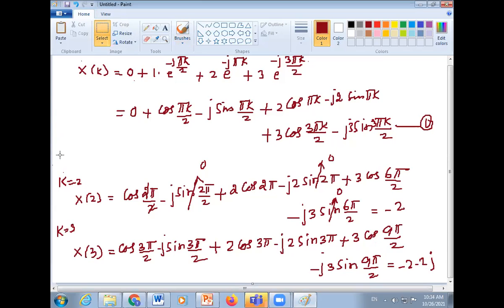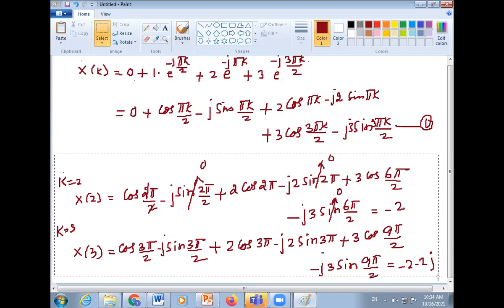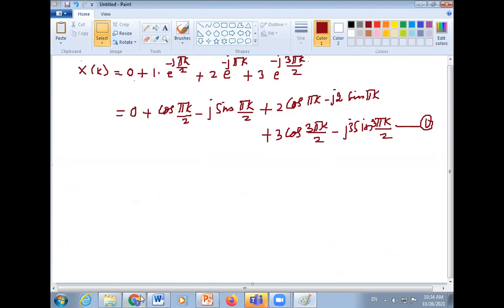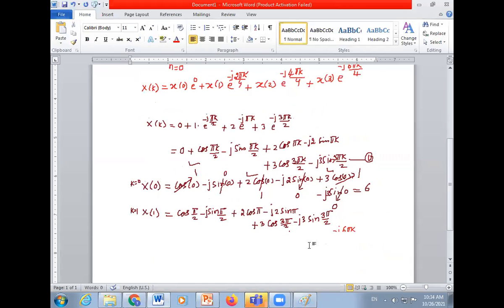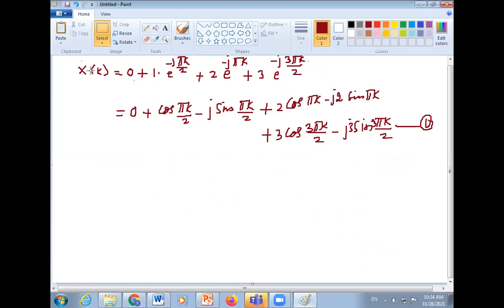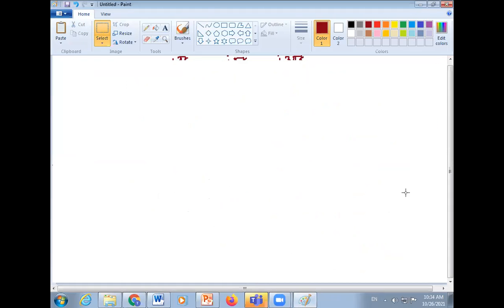So this is how we can calculate with the formula method. So I suggest you that whenever it is a 4 point, you please go with that matrix method, not with the formula method. क्योंकि इसके लिए आपको time ज़्यादा लगेगा, right? But whenever you have any odd number of DFT calculation, there we have to go with the formula method. So that's my suggestion to you.